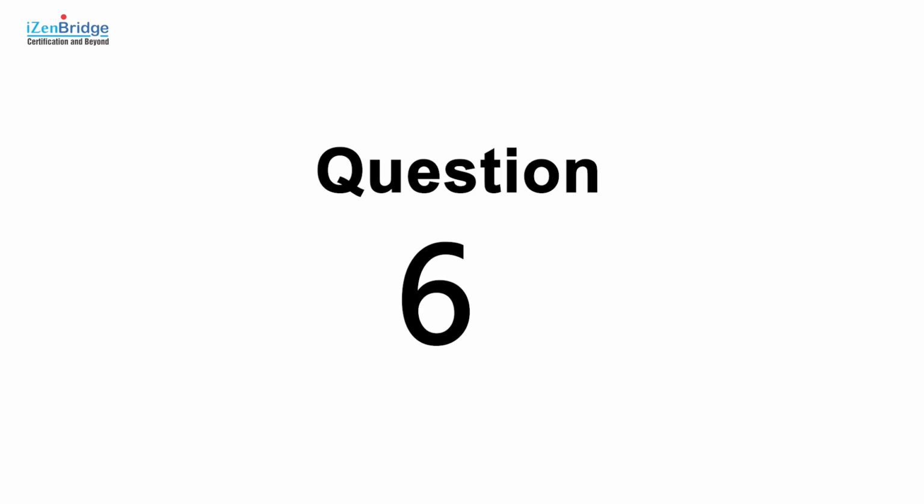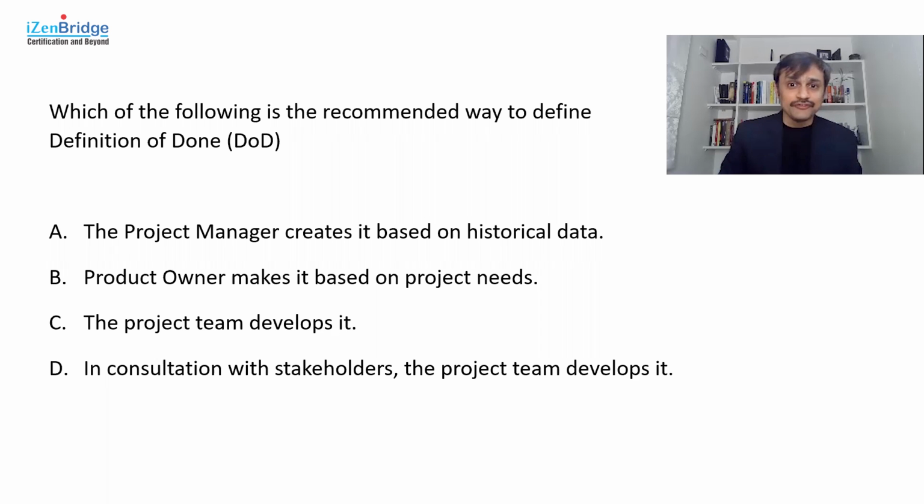Question 6. Which of the following is the recommended way to define definition of done? Let's look at the options. A, the project manager creates it based on historical data, maybe lessons learned or something. Product owner makes it based on the project need. Option B, the project team develops it. In consultation with the stakeholder, the project team develops it. So B and C are more or less overlapping, but yeah, that's the slight difference between C and D. You can pause, pick your option.